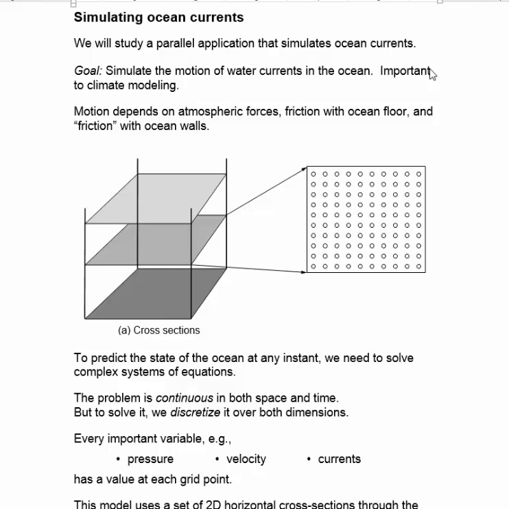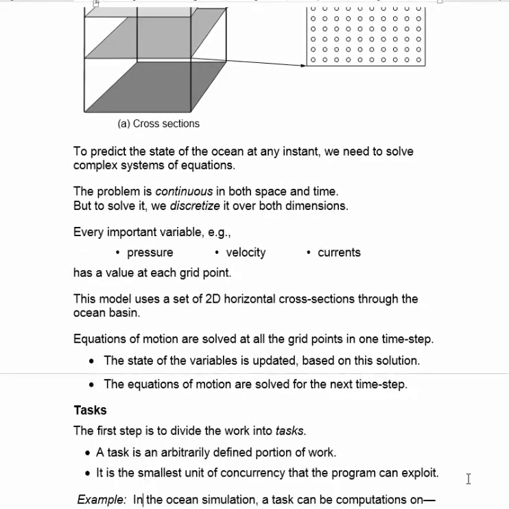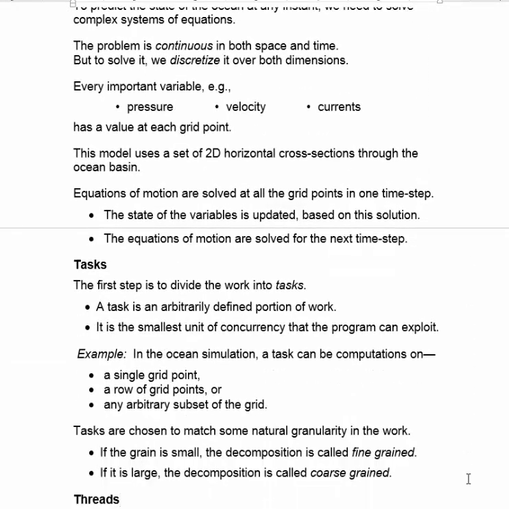Now, of course, it's a big ocean, and we don't have an unlimited amount of memory to devote to it. So we'll only be able to sample these quantities of friction, ocean temperature, etc. at particular points in the grid. The problem is continuous in both space and time, and we're using a discrete approximation to represent pressure, velocity, and currents. The model uses a set of 2D cross-sections throughout the ocean basin and solves equations of motion at all the grid points in one time step.